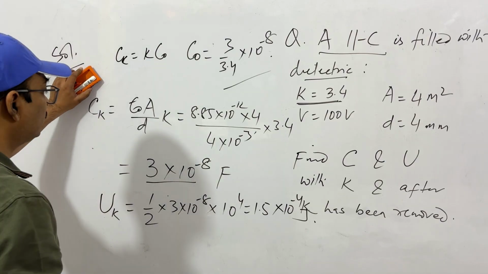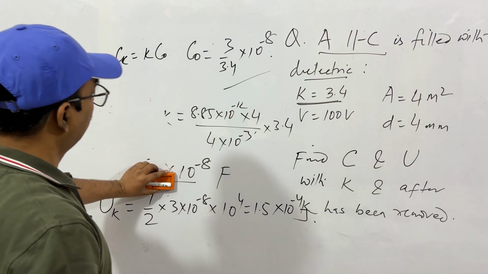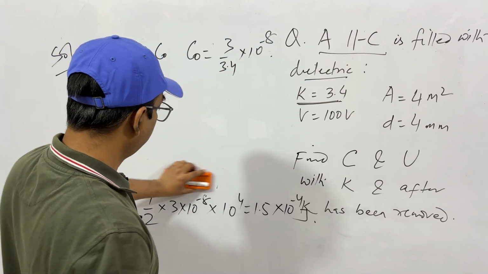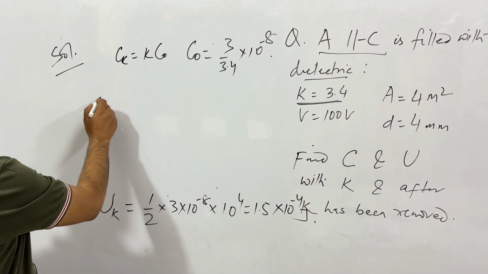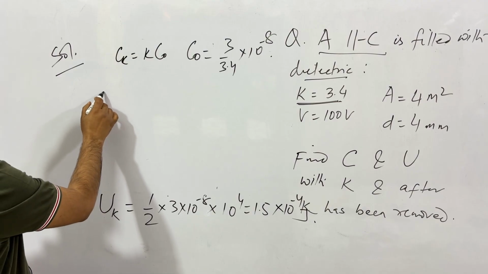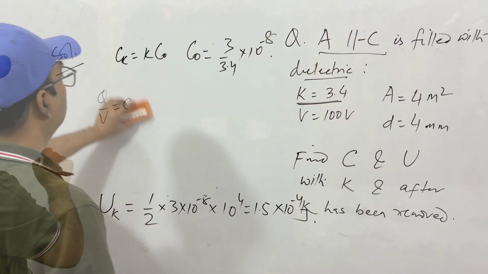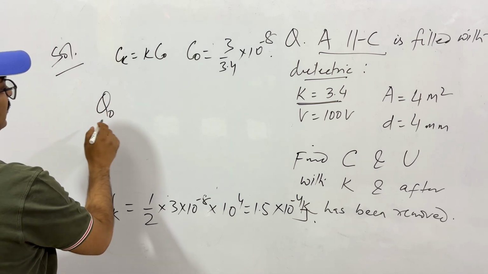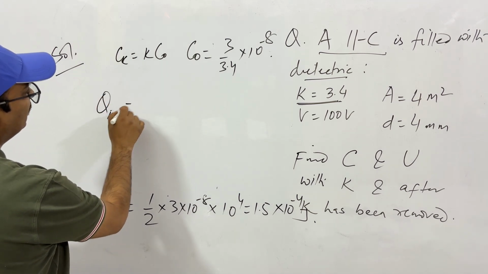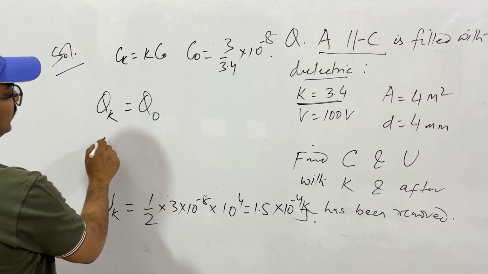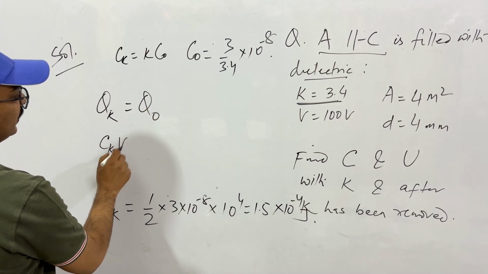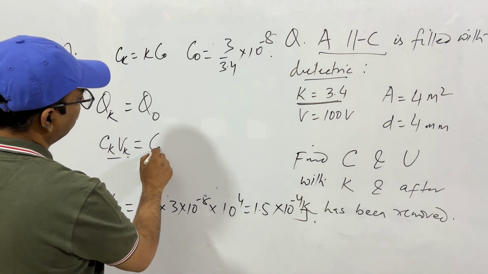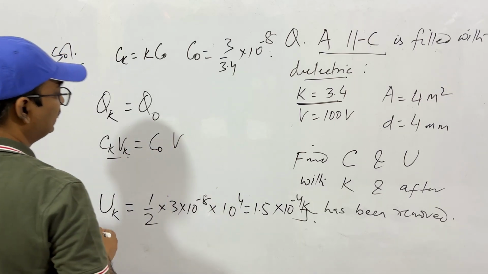And what will be the voltage? See, charge will remain same. This means Q by V is C. Now, charge will remain same. This means the initial charge, because of K, that will be K. This will be equal to this. What was this? This was Ck into V, that is 100. And this is equal to Ck Vk. So this will be C0 into V new. This we have to find.